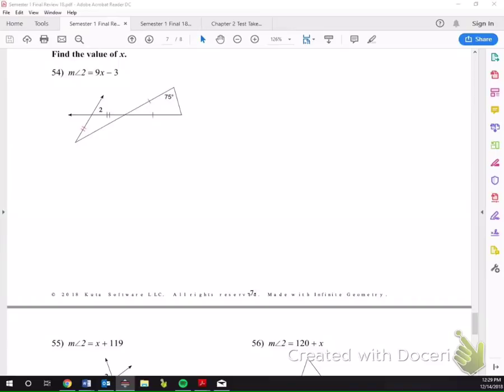54, 55, 56, very much like the other ones we were doing with isosceles triangles, just a little more difficult.